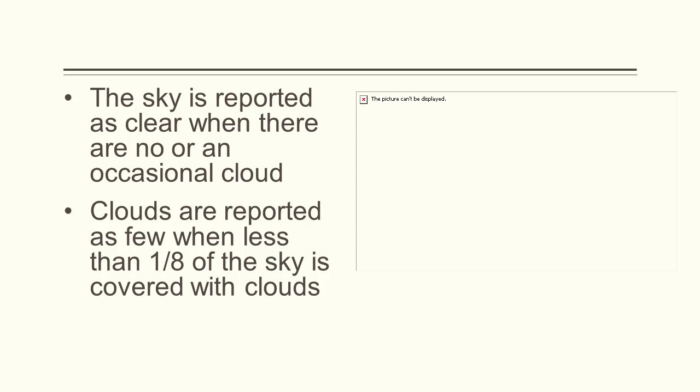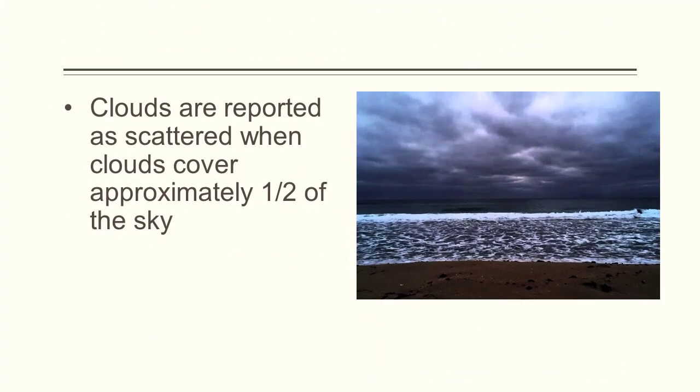Meteorologists use descriptors for identifying the cloud level in the sky. A clear sky means there are no clouds or just an occasional cloud in the sky. A description of a few clouds means that less than 1/8 of the sky is covered with clouds. A description of scattered clouds means that approximately 1/8 to 1/2 of the sky is covered with clouds.